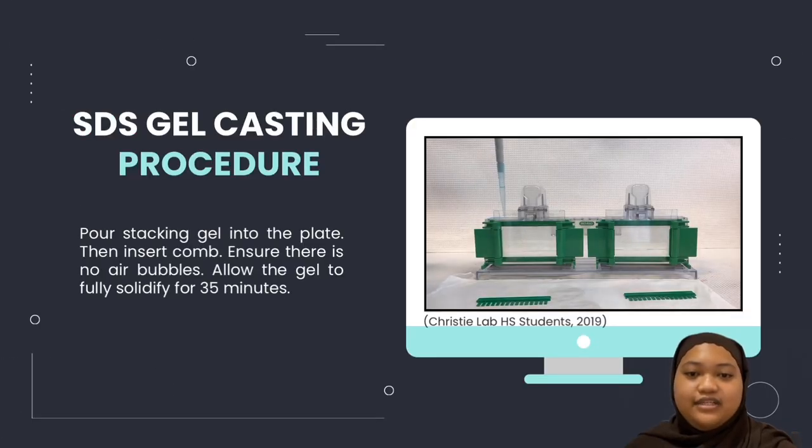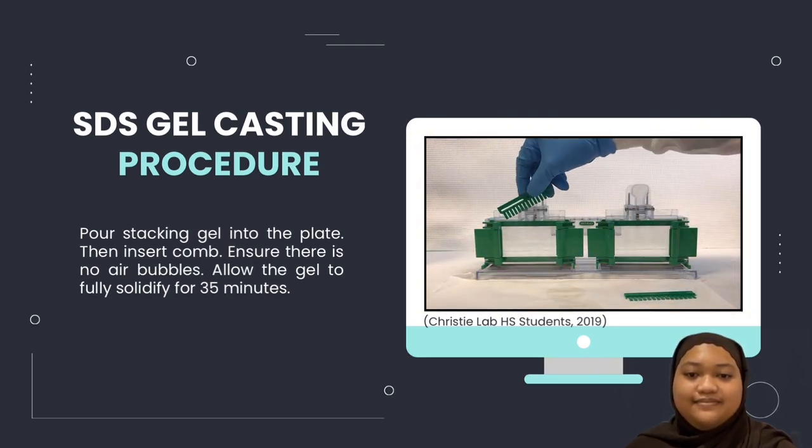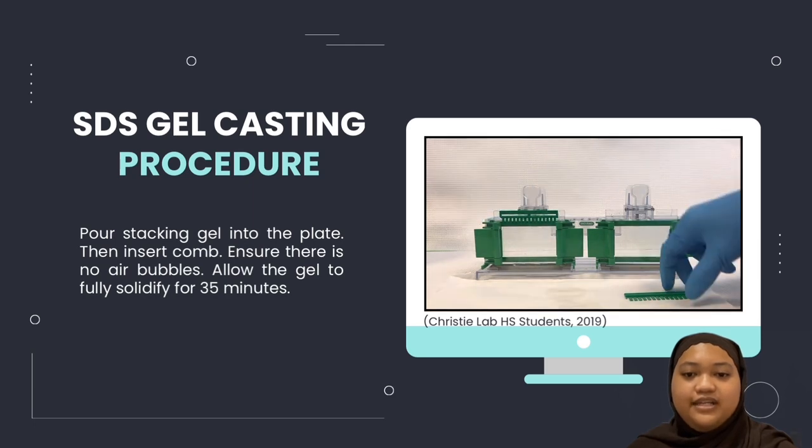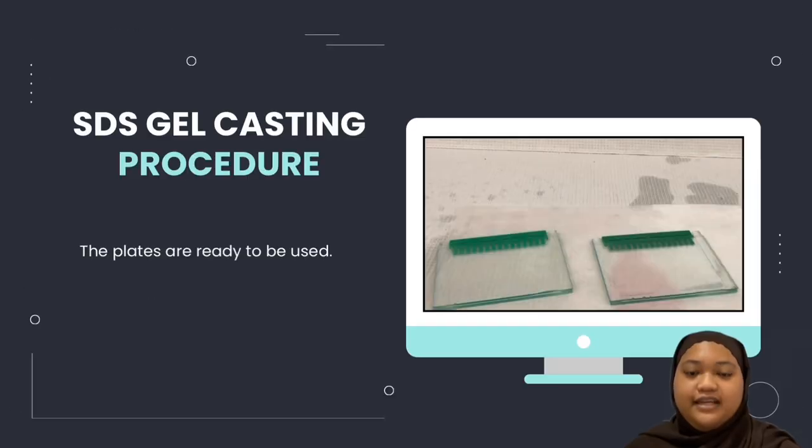The stacking gel solution is poured on top of the resolving gel and the comb is carefully inserted to create wells for loading protein samples. The stacking gel is allowed to polymerize completely for 35 minutes. Once polymerization is complete, the gel is ready for use.